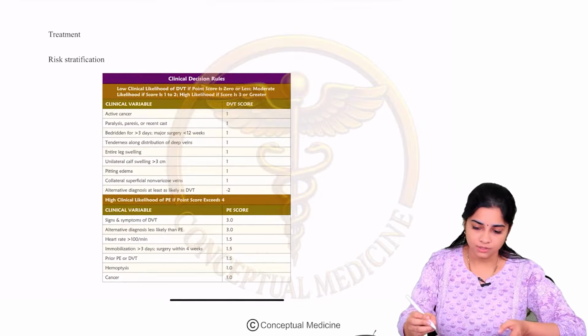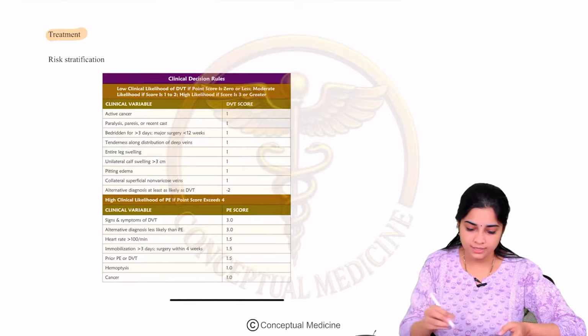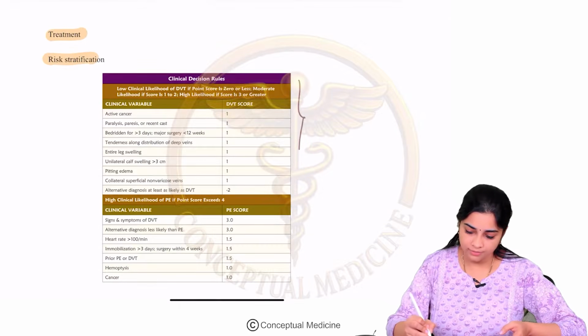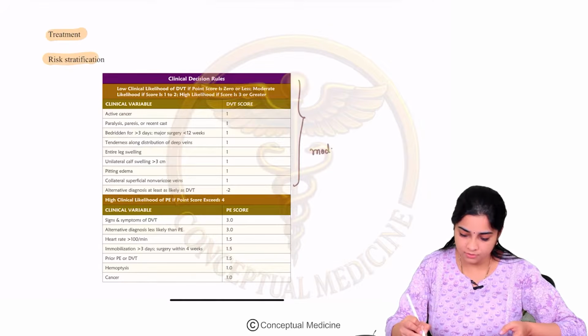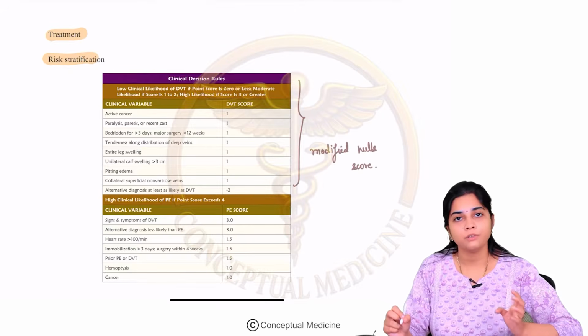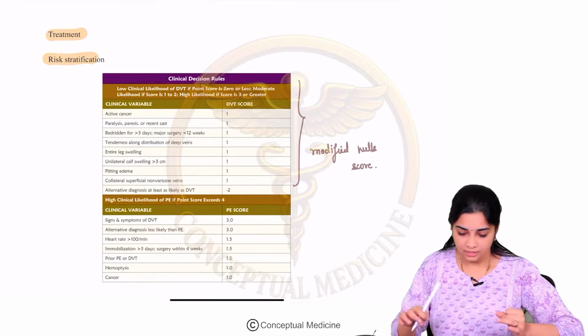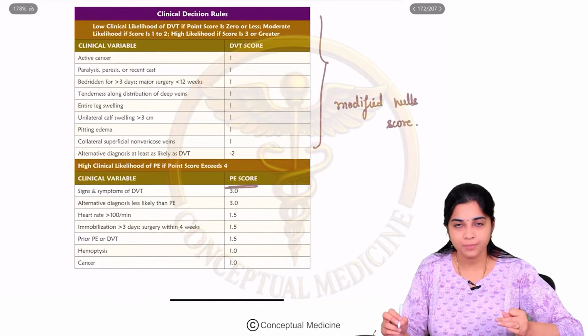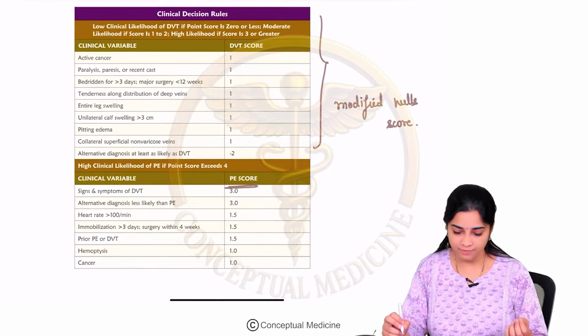Now let us move on to the treatment. So this is again your risk stratification. We had just looked into it. So always do a modified Wells score prior to your treatment of PTE. Apart from that, we also have something called the PE score. The PE score was your traditional Wells score.